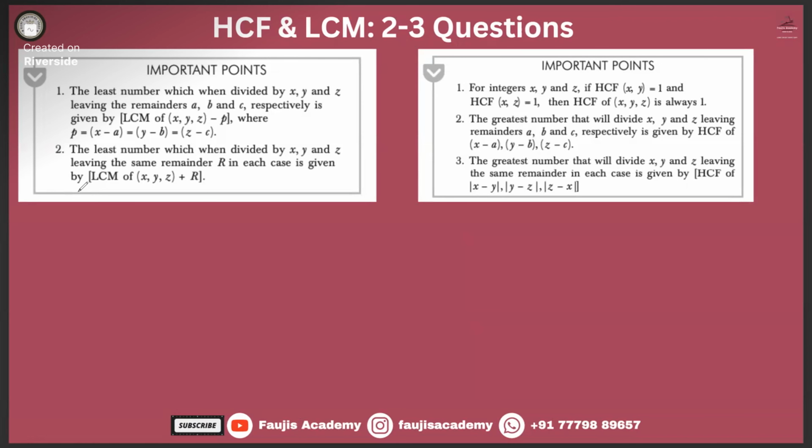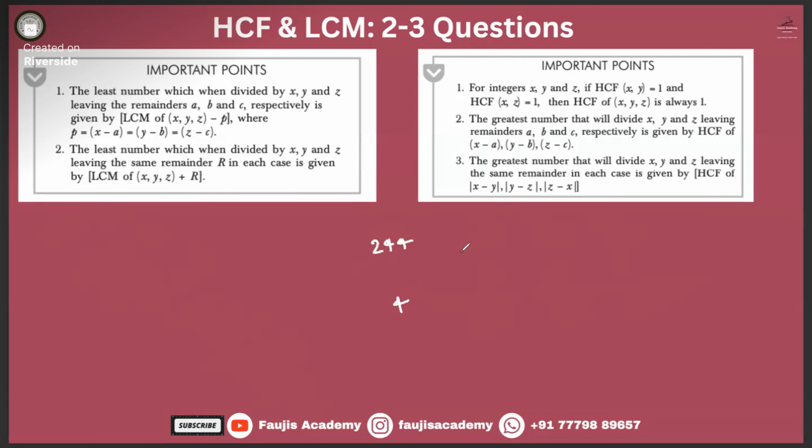So what should we do? This is the second point: the greatest number that will divide X, Y, and Z, leaving remainder A, B, and C respectively. Let's pick up a number, 244, and it leaves the remainder of 4.